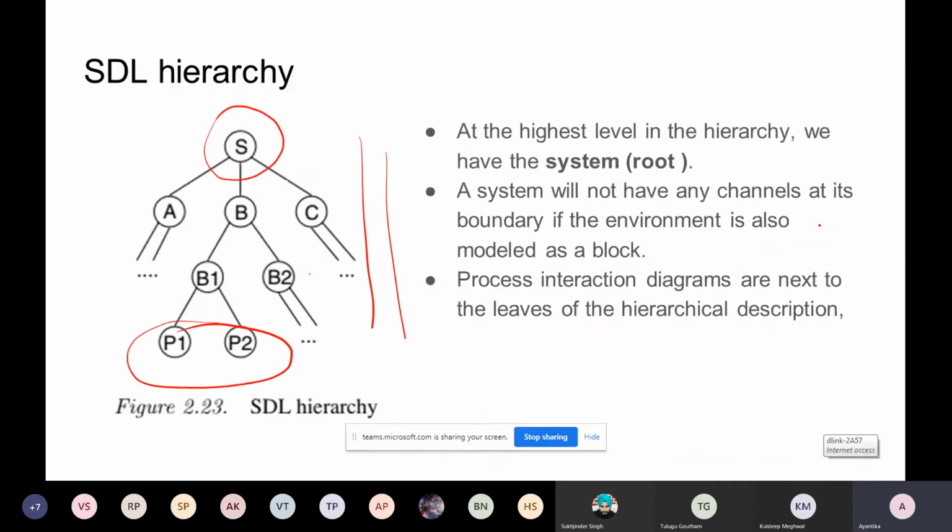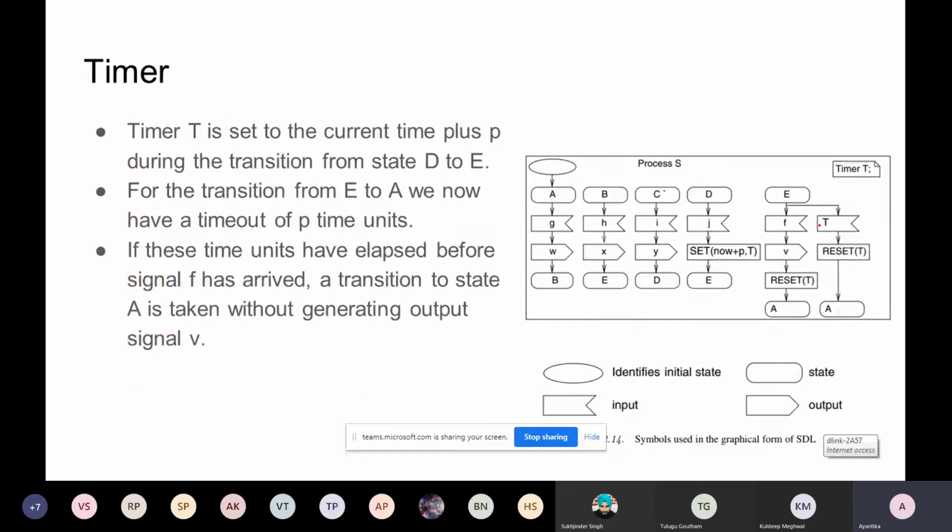So these are the two features. One is the FIFO queue and another is this SDL hierarchy. These are the two main features that help SDL to be used in distributed scenarios. And that is the main advantage we can think of SDL over FSM. So there are also some added features that should be there.